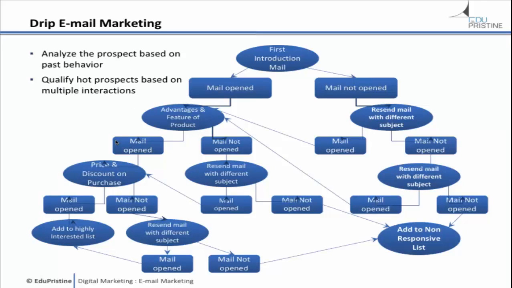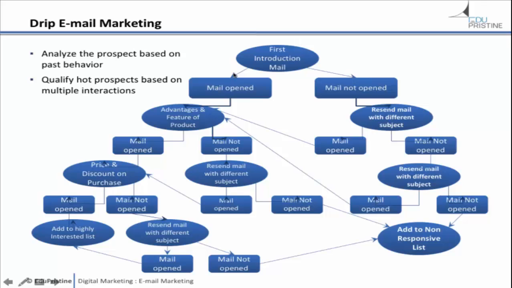Okay. Now this is a very, very interesting concept. It's called drip email marketing. So how does this work? You analyze the prospect based on past behavior and then qualify hot prospects based on multiple interactions. So basically, if I send 3 consecutive emails and they're interacting with these 3 emails, it means that they're very interested in whatever I'm selling. But if they don't, then they go to the non-responsive list. As simple as that.